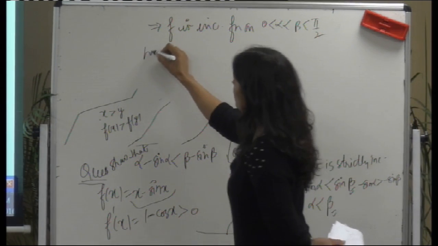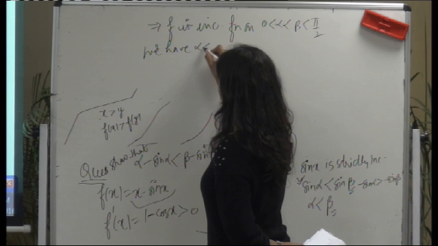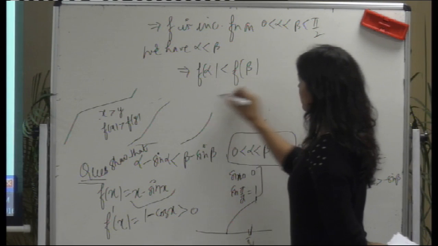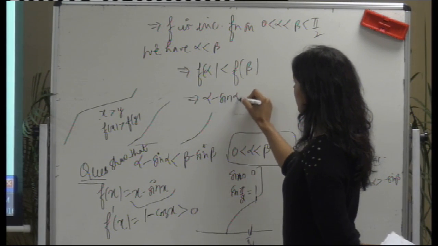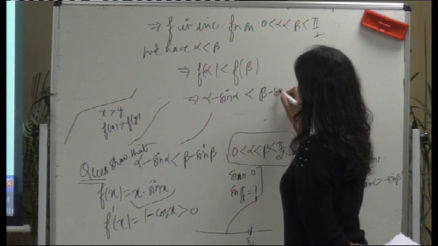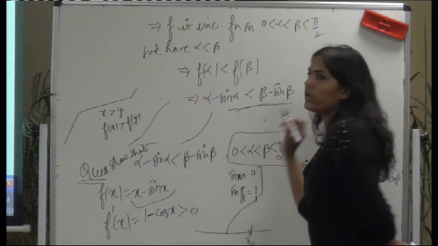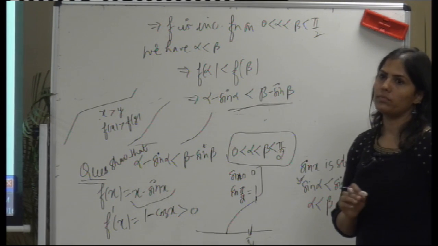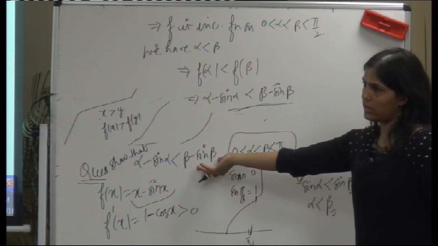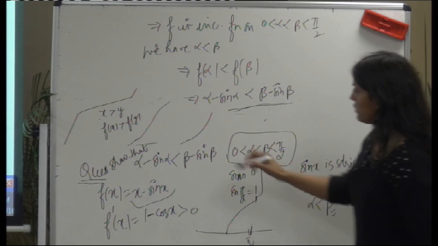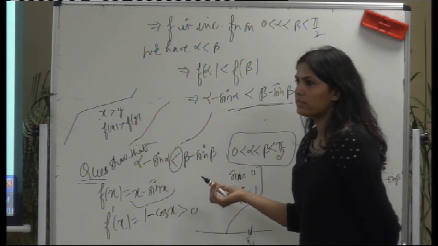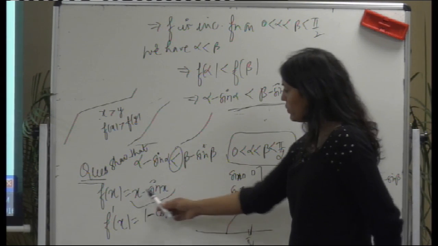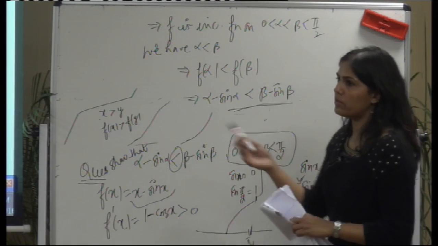We have alpha less than beta. This implies f of alpha is less than f of beta. This implies alpha minus sin alpha is less than beta minus sin beta. Is it okay? With the help of the function, now we are very sure and can confirm that this is true. If somebody asks you to check whether this is true or not, we can check that also. Somebody can ask which number is bigger. If somebody asks you which number is bigger, with the help of this function you can check which number is bigger. Is it fine?